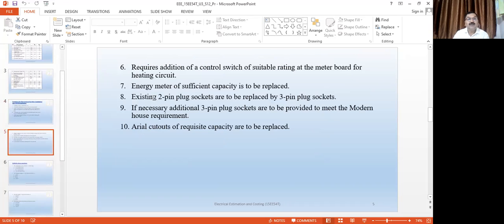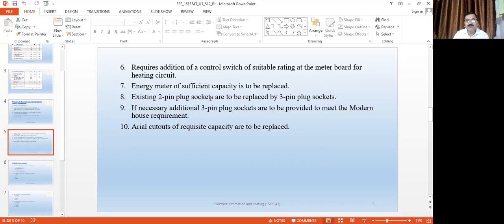Then sixth point requires addition of a control switch of suitable rating at the meter board for the heating circuit. So we need a main switch in the meter board as well as separate control switch in the distribution board. And then energy meter, actually the current carrying capacity of the energy meter was less for the lighting circuit. Now for the new load, we have to enhance the capacity of the energy meter. So energy meter of sufficient capacity is to be replaced.